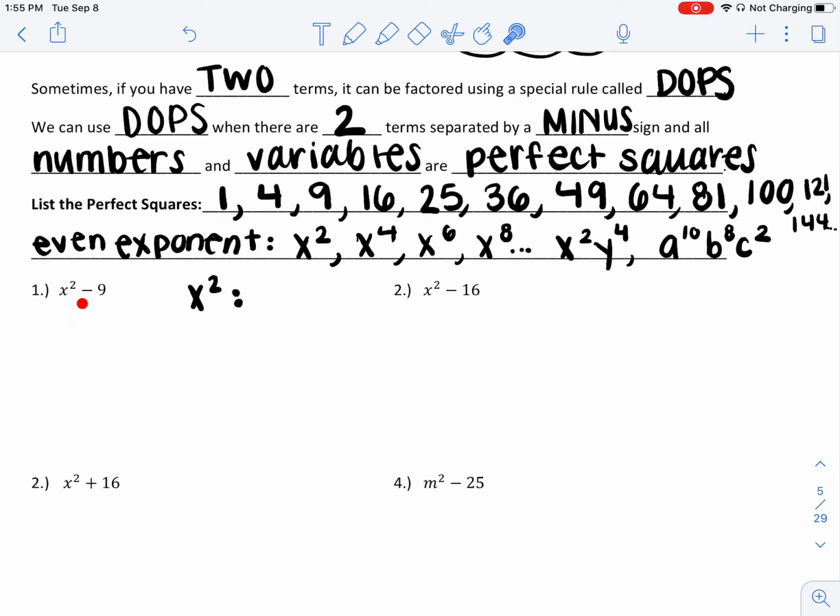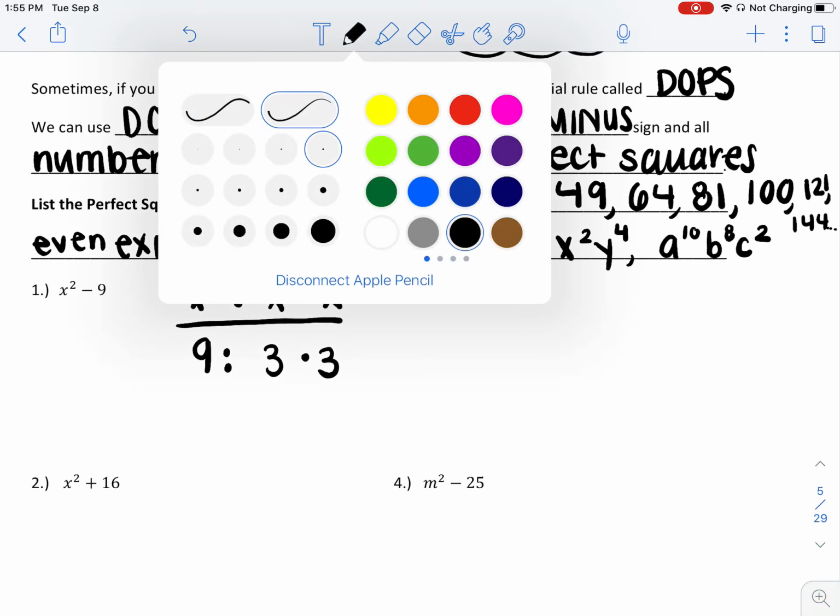Then I hit the minus sign. The minus sign is where we draw one long line to separate. Then I have 9. And then we break it down. So you ask yourself, what times what is x squared? Well, that's x times x. And then what times what is 9? That's 3 times 3.